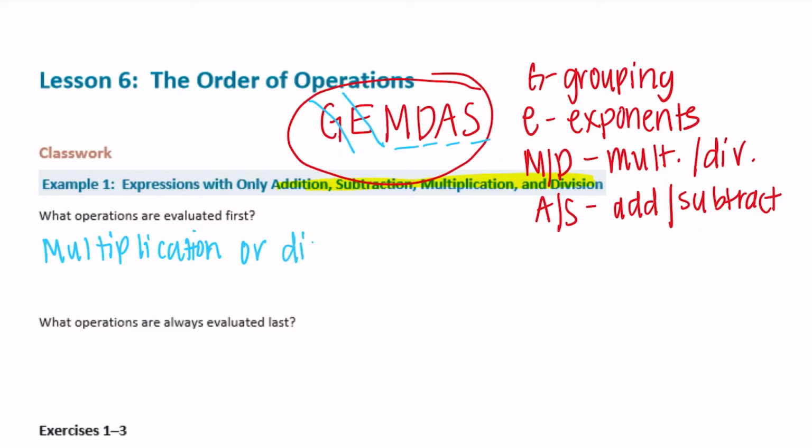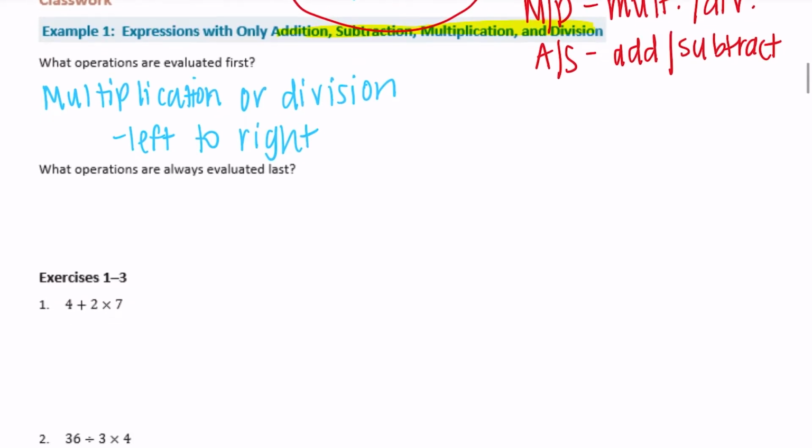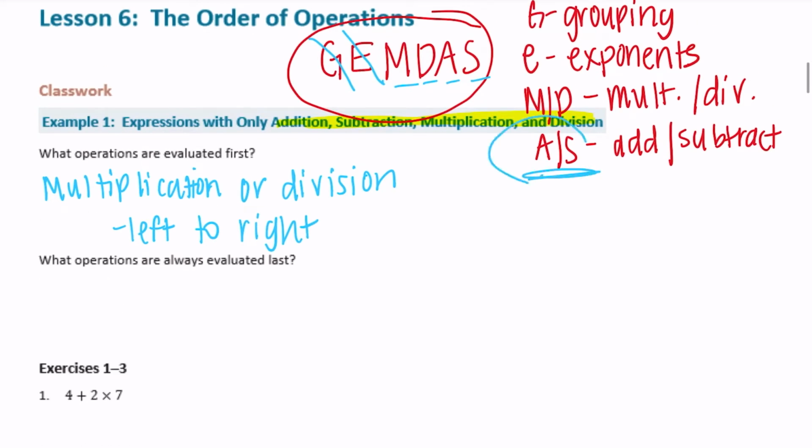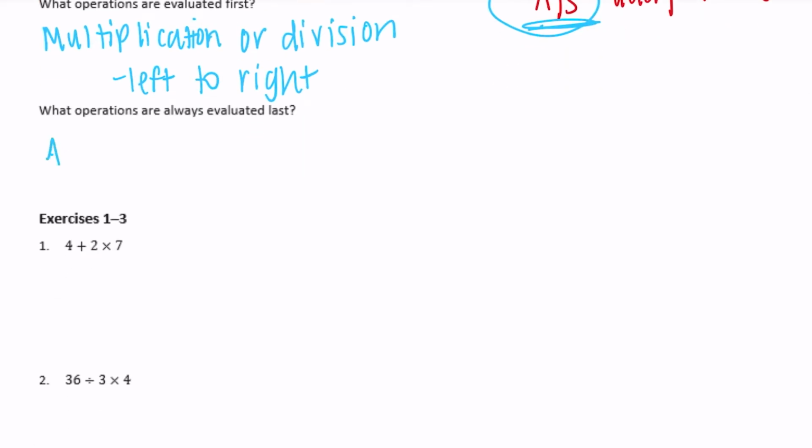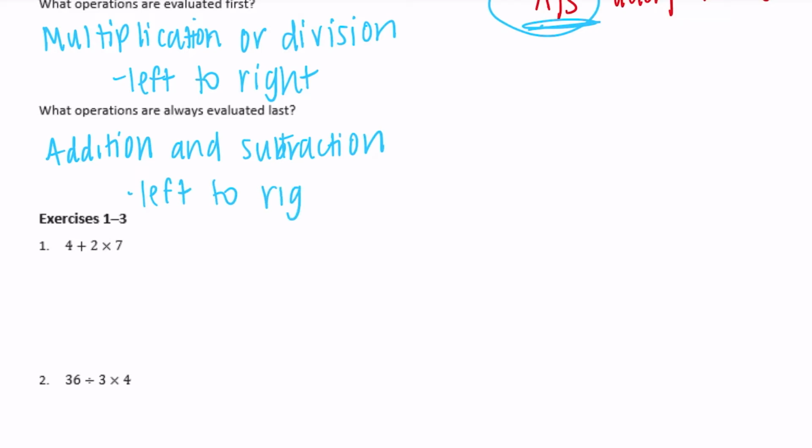Or division, and remember we solve it from left to right. So it's whichever comes first. So if a division problem is first in the problem, we solve that first, and then we solve the multiplication problem next. It's just whichever order they're in. What operations are always evaluated last? So last is addition and subtraction. So again, left to right, whichever comes first. And we'll do some examples to refresh your memory from 5th grade.